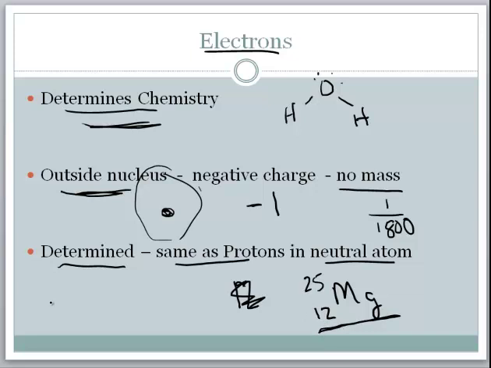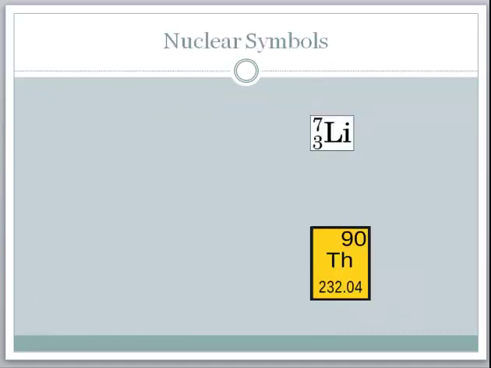Now that should make sense because if the protons are +1 and the electrons are -1 in terms of charge, if you have the same number, 12 positives and 12 negatives, they neutralize each other, so the overall charge of the atom would be 0. Now we'll talk about when it's not 0 a little bit later.